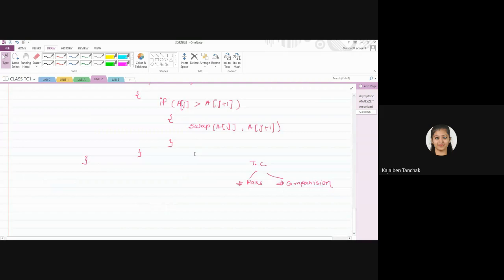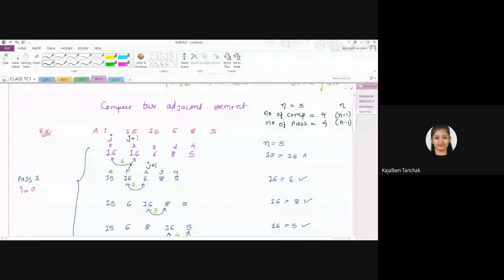So now j is here, right? Your j is what? J is at index 1 and j plus 1 is here, right? Now compare a of j and a of j plus 1. Sorry, just a second. Here it is j and j plus 1. In our next pass, we will increment j and j plus 1 will be here. Compare a of j and a of j plus 1. 16 is greater than 6. Yes, this condition is true.